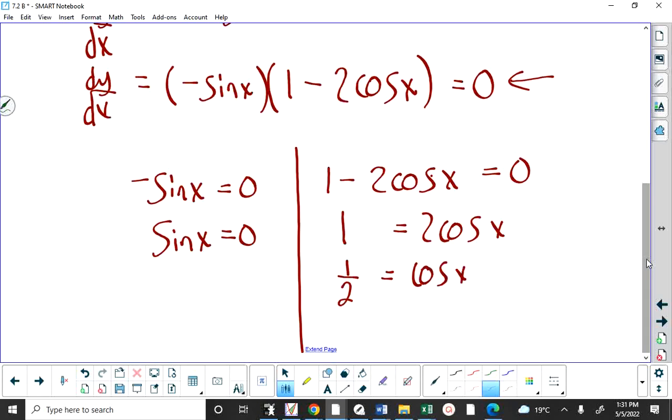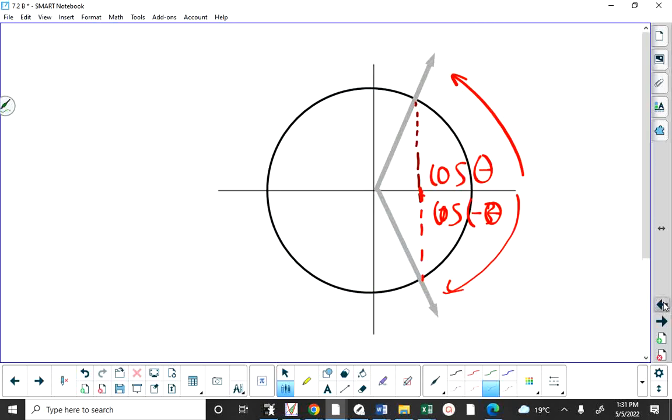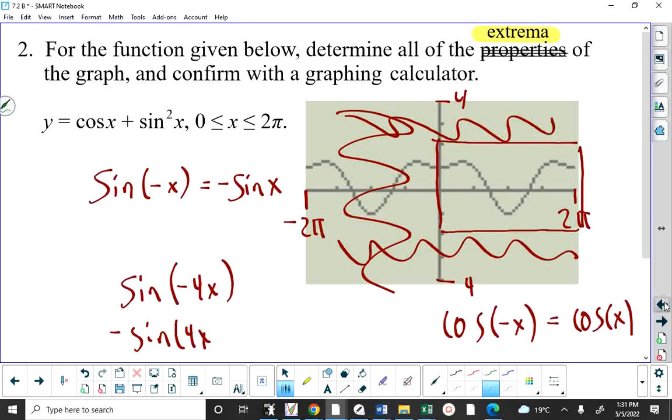Don't forget, cosine is the x coordinate on the unit circle. Sine is the y coordinate. Now, I made this as simple as I can, believe it or not. We're only going from 0 to 2 pi. Right? Do I include 0? Well, let's take a look. I include 0 and I include 2 pi.